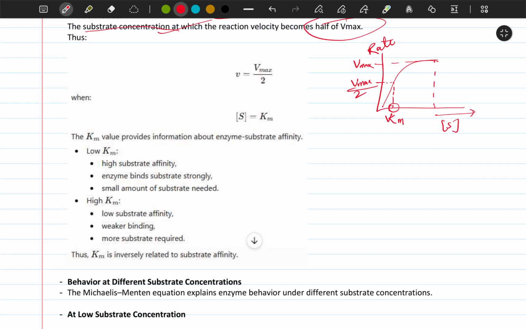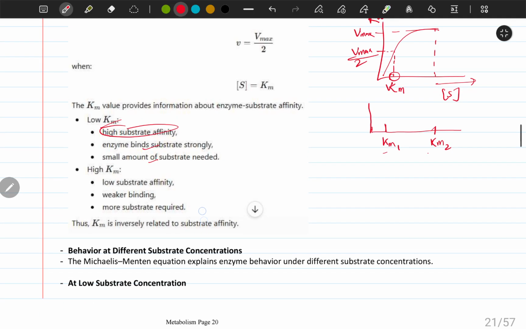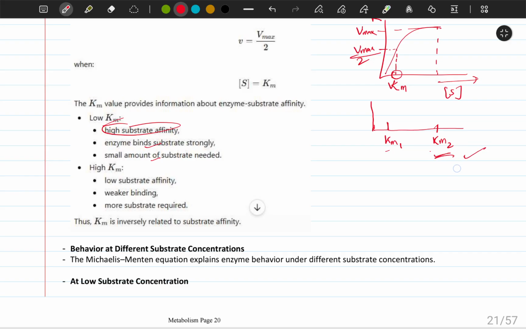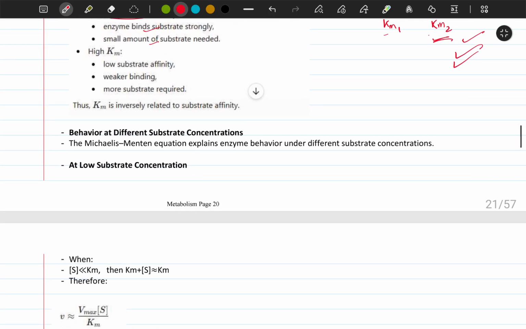So what are the significances of Km? Low Km means high substrate affinity. Say these are two different reactions. The first Km is this and the second Km is this. So this is the lower Km, which shows this reaction will have high substrate affinity. The enzyme binds the substrate strongly, so a small amount of substrate is needed. And this one shows low substrate affinity, weaker binding, and more substrate is required. Km is inversely proportional to substrate affinity.